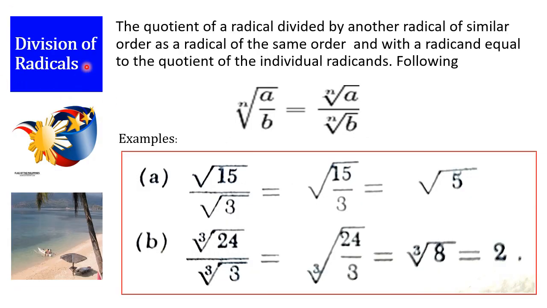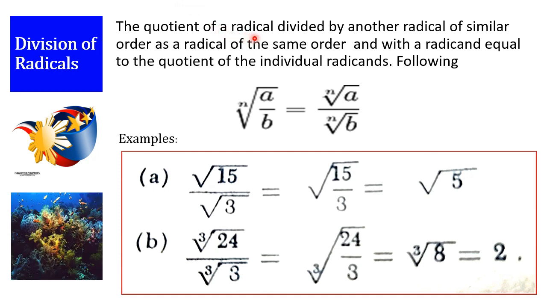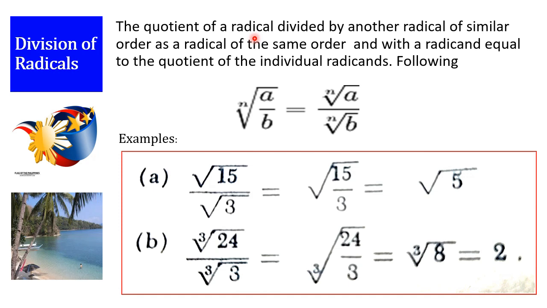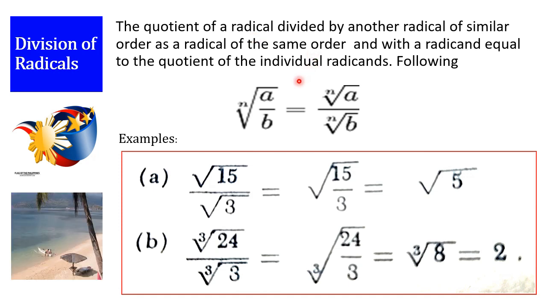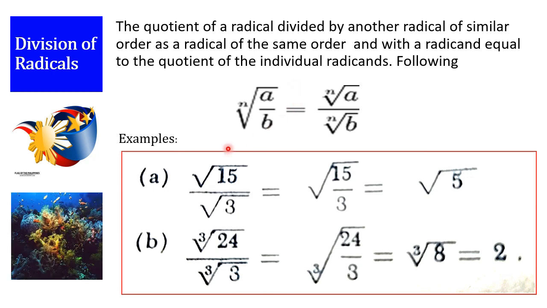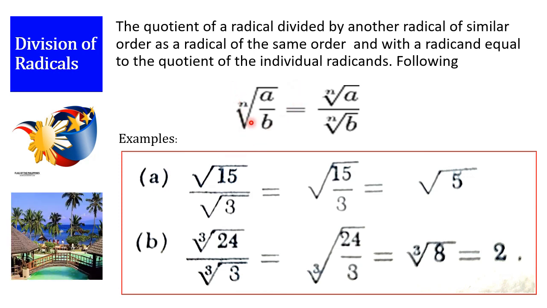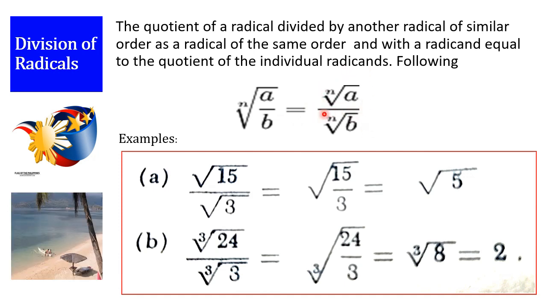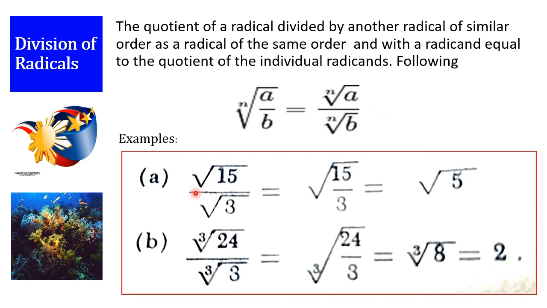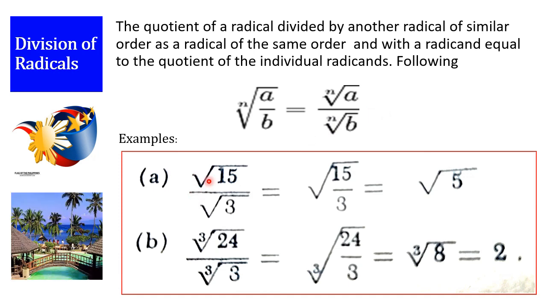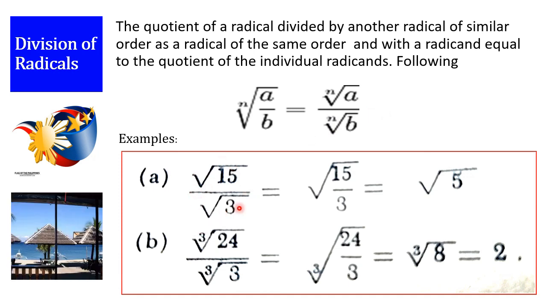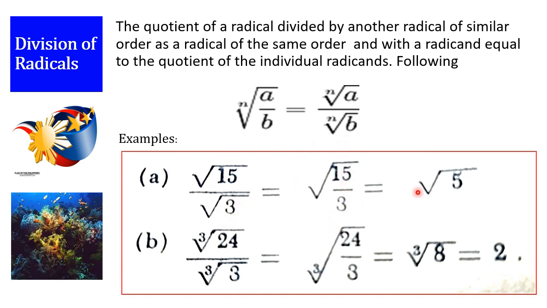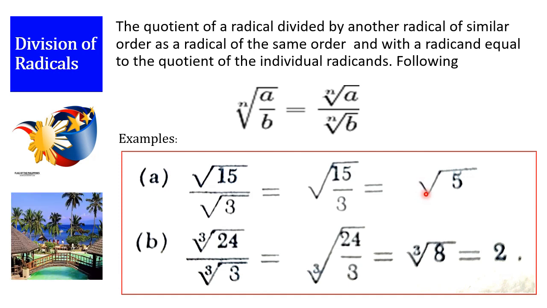Division of radicals. Ang quotient ng radicals divided by a radical na parehong order ay kapares lamang ng quotient ng individual radicals na sumusunod sa panuntunang the nth root of A over B is equal to the nth root of A over the nth root of B. Halimbawa, the square root of 15 over the square root of 3 can be written as the square root of 15 over 3. And that will be equal to the square root of 5.